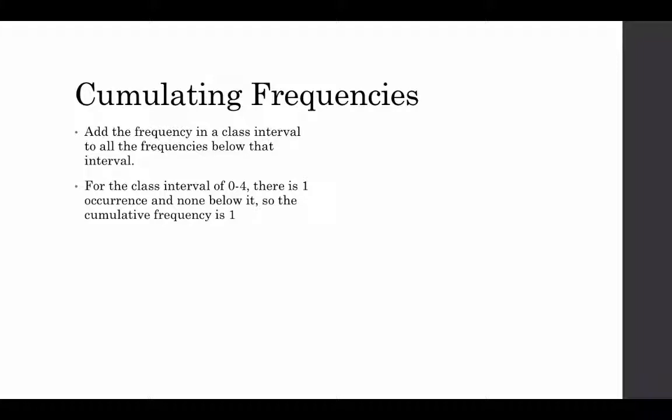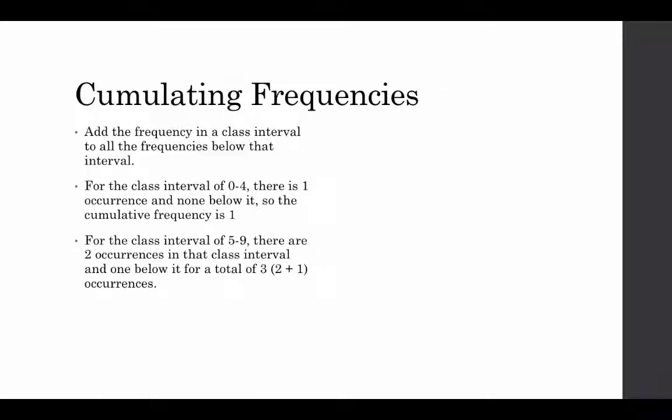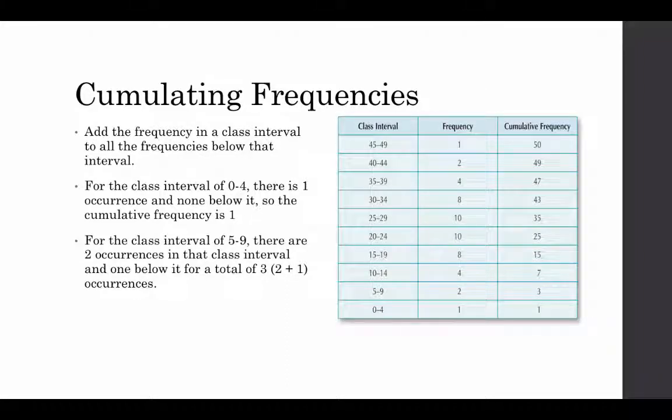So, for the class interval of 0 to 4, there's one occurrence, and there's none below it. So the cumulative frequency is 1, because 1 plus 0 is 1. Now, if we go to the 5 to 9 interval, there are 2 occurrences, 1 below it. So 2 plus 1 is 3. Now, if we look on the far right-hand column here, we see our cumulative frequency, just like we had calculated, and you can calculate that all the way up to the very top.